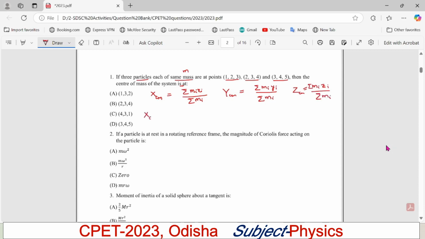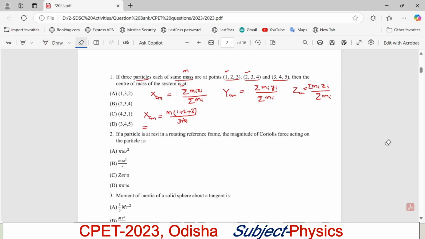So x component, if I am going to calculate, here each mass is m, and x coordinates are 1, 2 and 3, that means 1 plus 2 plus 3 divided by 3 masses, so 3m. Okay, so x component we found that 3 plus 2 is 5 plus 1 is 6, here m got cancelled, 6 by 3, that is your 2. X component of the center of mass we found 2.